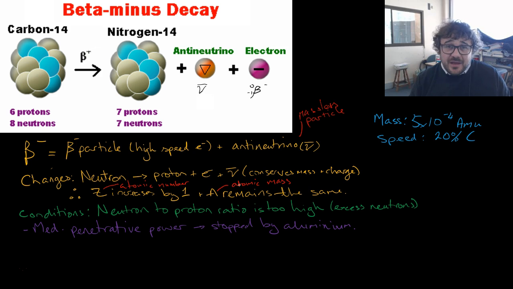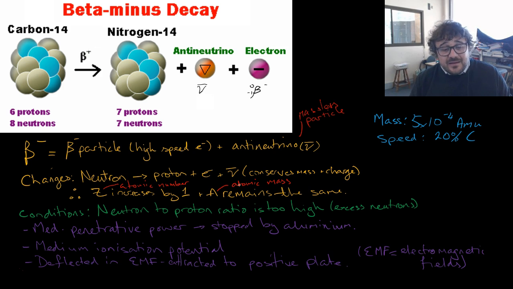It has medium penetrative power, which means it can be stopped by aluminium, not paper. It'll go straight through paper. It has medium ionization potential, and it's deflected in EMF, EMF being electromagnetic fields, and this will be attracted to the positive poles, because you've got the negative electron, so it will go towards a positive pole.